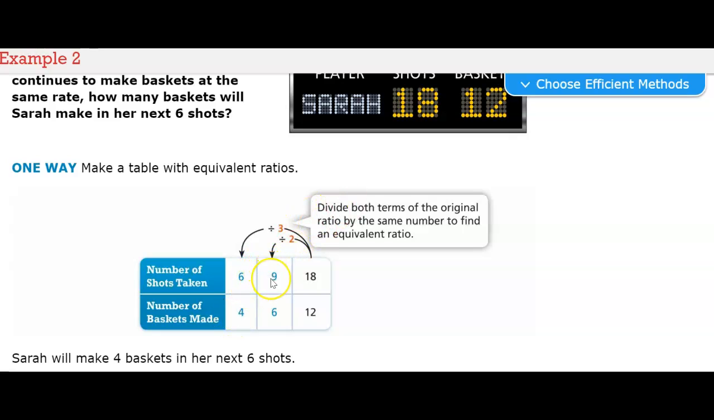Then they continued on the table, dividing by 3 the first time. They divided 18 by 3 to get the 6 shots from the 18 that she took, and the 12 baskets that she made. So to find the equivalent ratios of 18 and 12, they divided first by 3 to get 6 over 4, and then divided by 2 to get 9 over 6. So that's one way of solving this. So she would make 4 baskets in her next 6 shots.